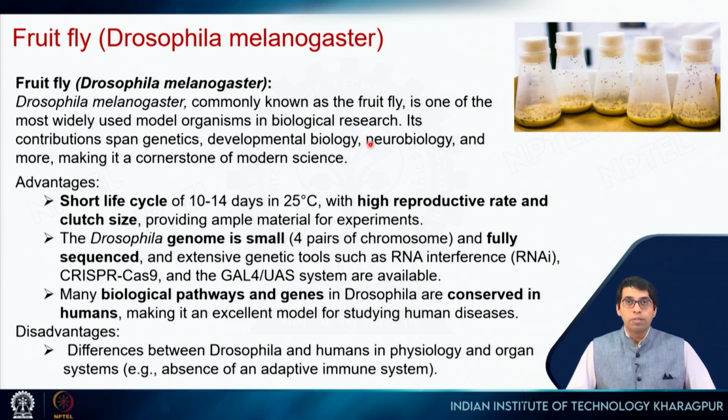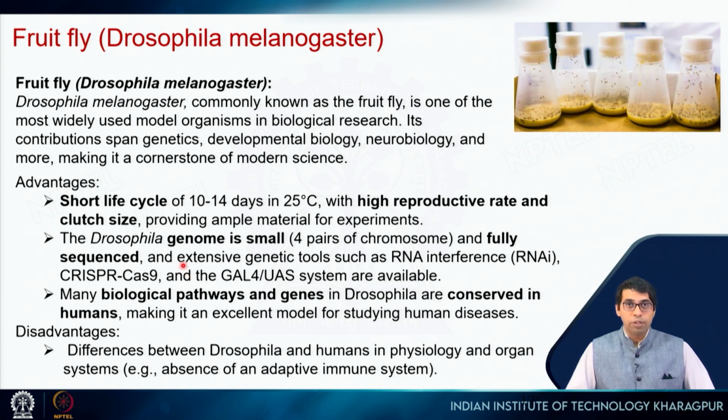So let's look at the fruit fly, or Drosophila melanogaster. Drosophila melanogaster is one of the most widely used model organisms in biological research. Its contribution spans genetics, developmental biology, neurobiology and many more. So a lot of early research on developmental biology was done in the fruit fly because of its ease of genetic manipulation and very fast life cycle.